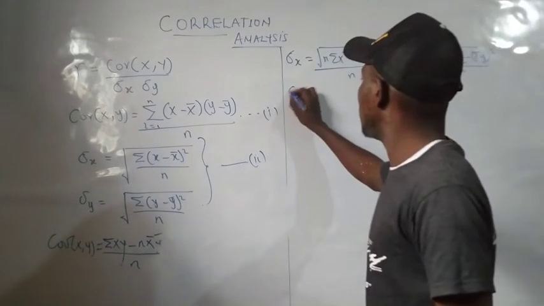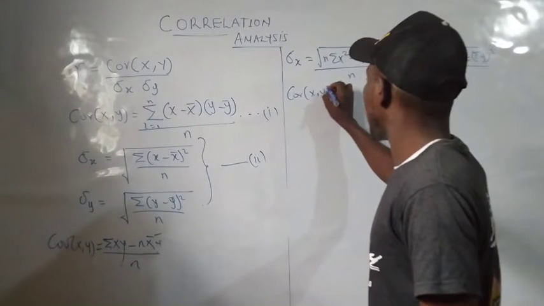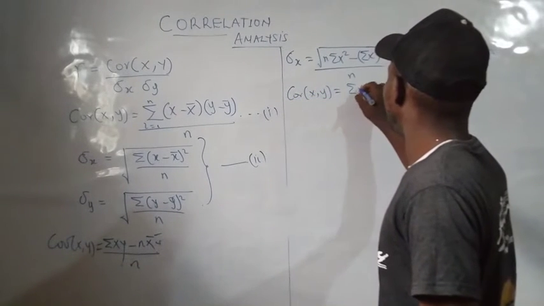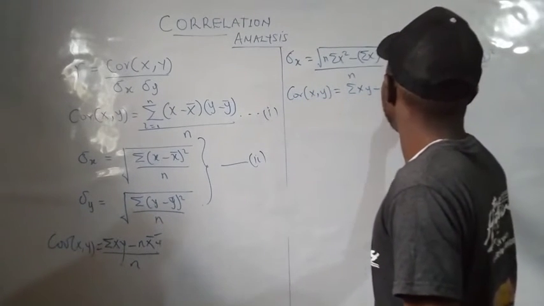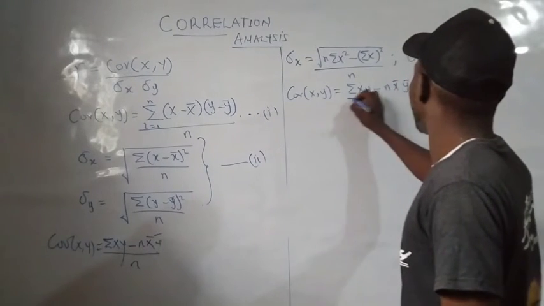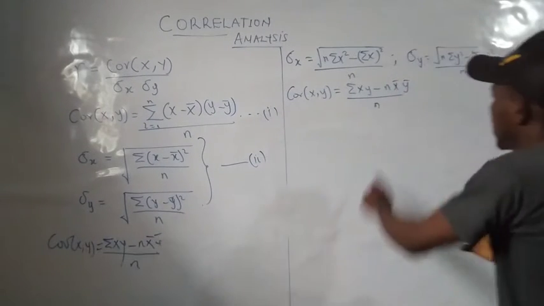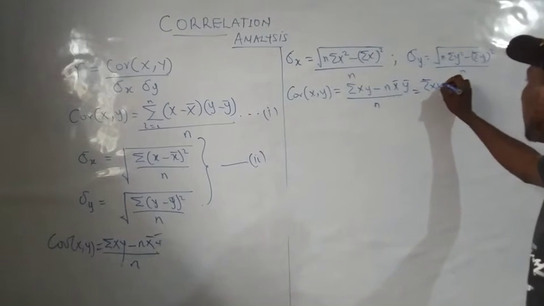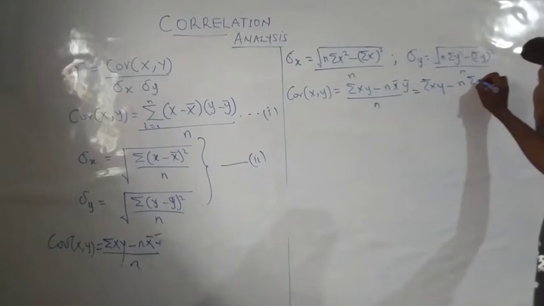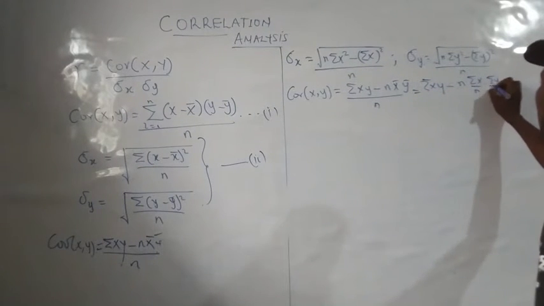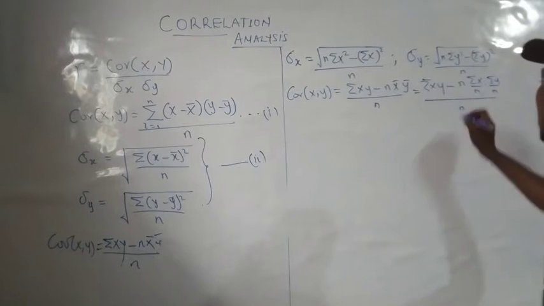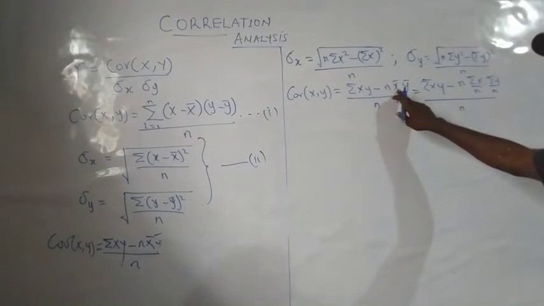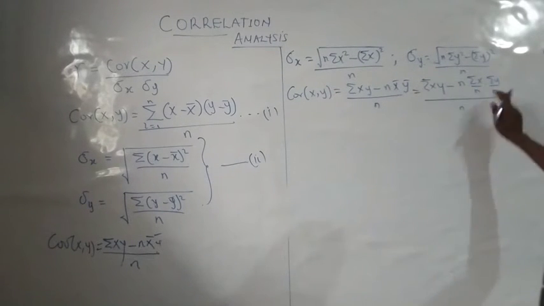Meanwhile, we have our covariance of x and y to be equal to the summation of what? xy minus n x bar y bar all over capital N. But we can actually still simplify this, as you can see, that it can become the summation of xy minus n, summation of x over n, summation of y over n, all over n. How do you have this? I know you know that x bar is summation x over n and y bar is summation y over n.